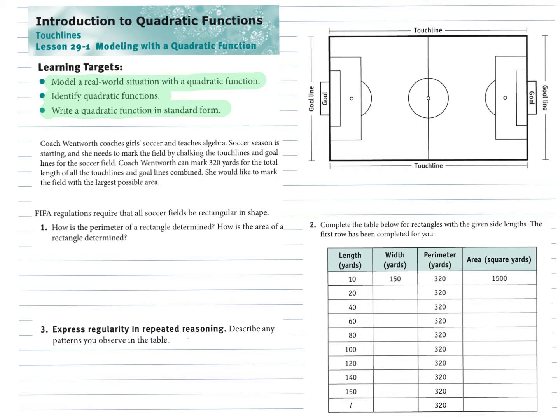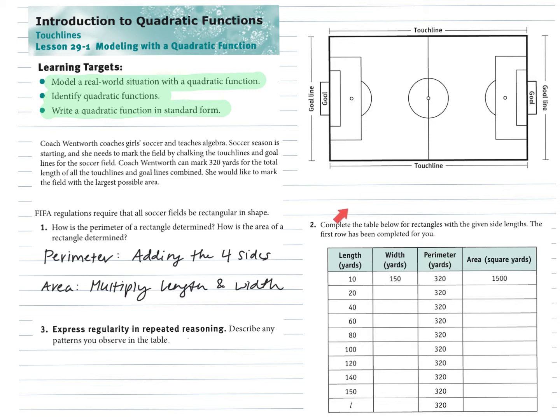Our first question is, how is the perimeter of a rectangle determined? How is the area of a rectangle determined? As a reminder, the perimeter of a rectangle is found by adding the lengths of the four sides. And for our area, we can find that by multiplying length and width. All right, let's keep going.